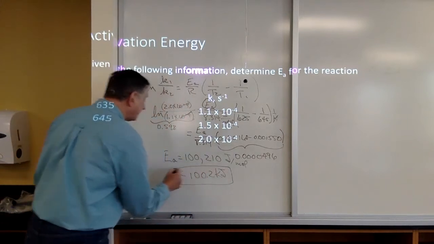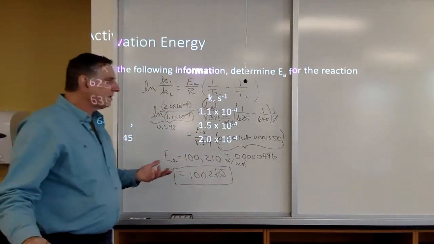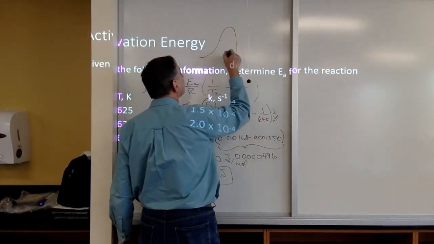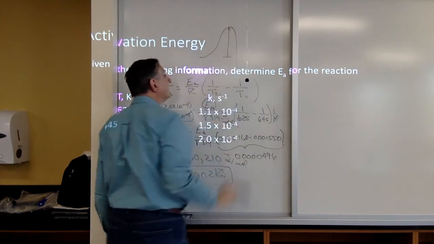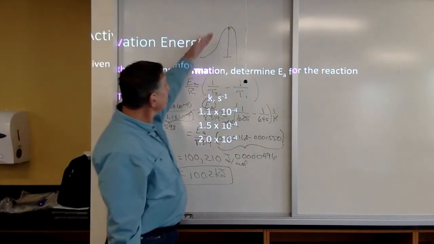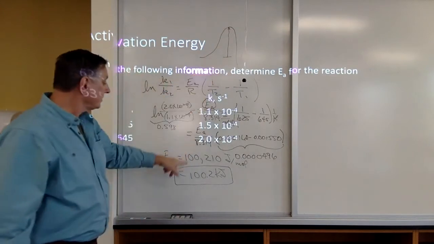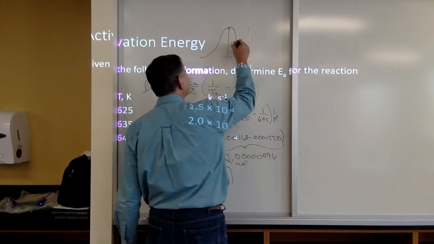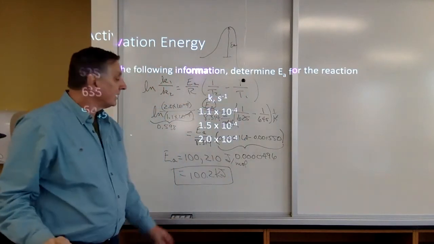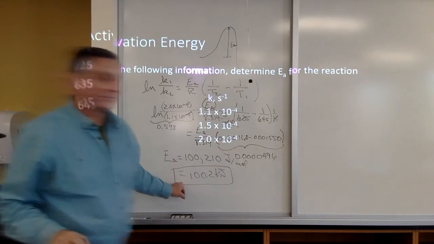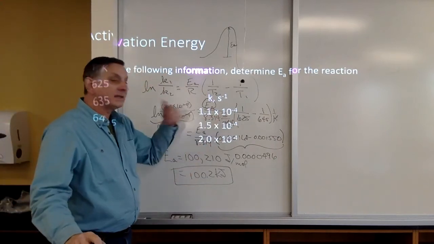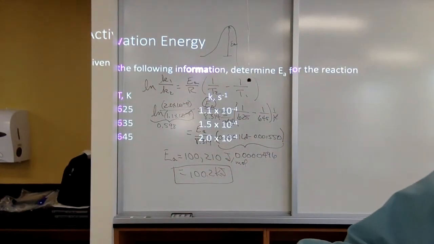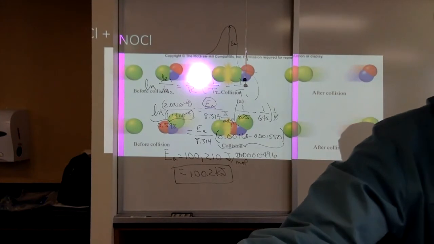So this is it. This is the answer to the problem. And 100 kilojoules is about right. Remember that this is the energy barrier that the reaction has to overcome in order to proceed in the forward direction. So this is E sub A, activation energy. And it's usually given in kilojoules. Remember, units are joules here, that factor of 1,000 matters. Okay, wonderful.